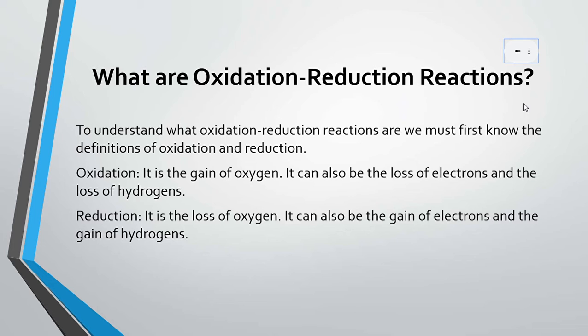Okay, so now we have to understand what oxidation reduction reactions are. In order to understand this whole concept, we must first understand each individual definition. Oxidation is the gain of oxygen. It can also be the loss of electrons and the loss of hydrogens. Reduction is the loss of oxygen, and it can also be the gain of electrons and the gain of hydrogens.